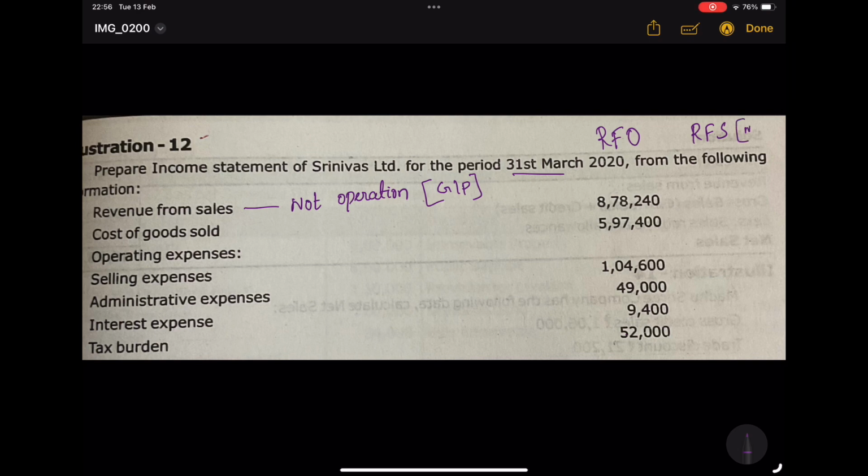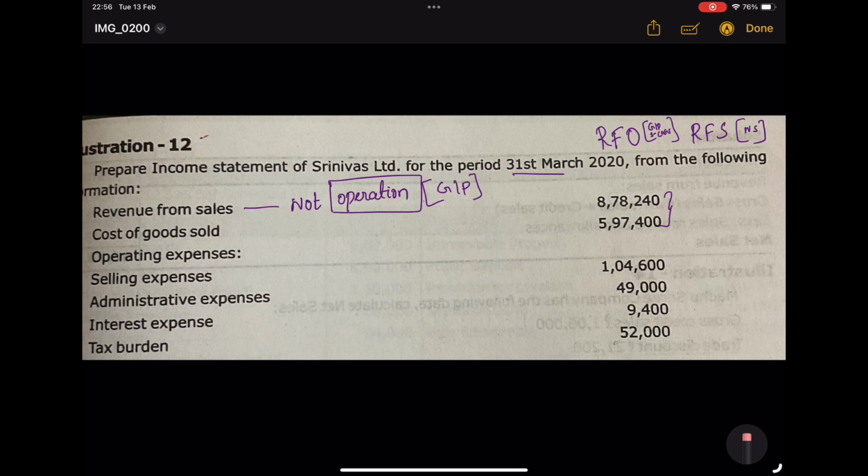Revenue from sales is nothing but net sales of the company, got it? Revenue from operations is nothing but gross profit, or sales minus cost of goods sold, both are the same. Okay, fine. So in this question, since revenue from sales and cost of goods sold are given, in order to identify revenue from operations we have to deduct these values.